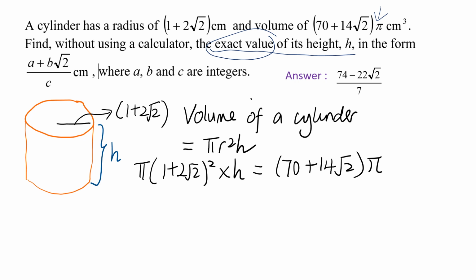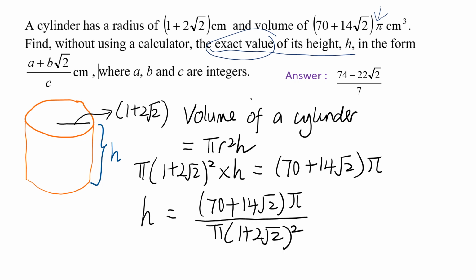So that was the more correct way to do it. You make h the subject, right? Then can you see that now you have pi at the numerator, pi at the denominator, and you can just divide each other. Pi divided by pi gives you 1. So you have to leave the pi alone, and ultimately it will cancel off.